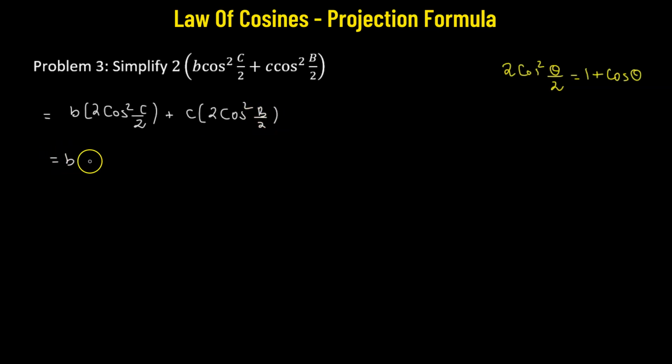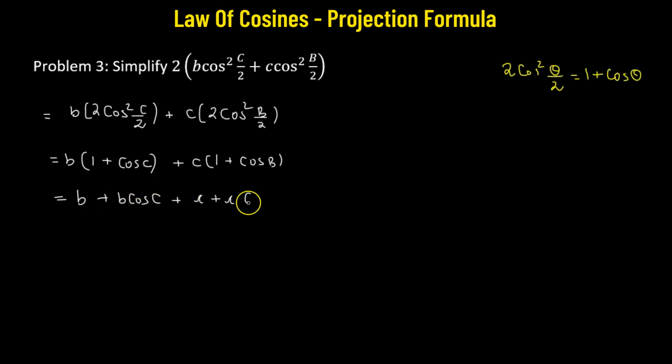That means we are now going to get b multiplied to 1 plus cosine of c, and the second term will be c multiplied to 1 plus cosine of b. Right. This gives us b plus b times cosine of c plus c times cosine of b. So that means we now have b plus c plus b cosine c plus c cosine b.